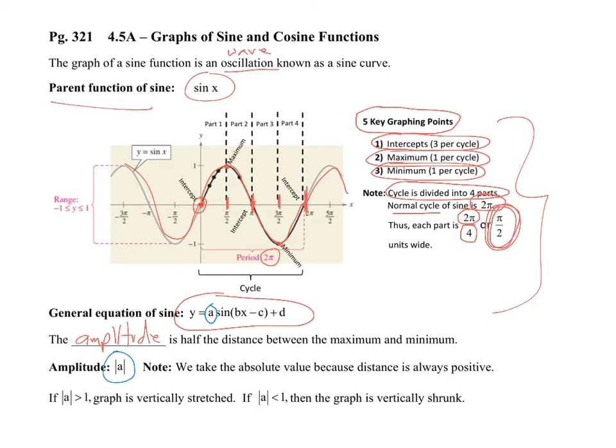So now we have this distance going from the minimum to the maximum. This distance here, in this particular case, is 1, because since there's no number there, we have 1 next to the sine. So its amplitude is 1. And we take the absolute value because distance is always positive. And if the absolute value of A is greater than 1, you're going to vertically stretch the graph. It's going to get stretched out. And if it's less than 1, it's going to shrink it. And you'll get this effect.